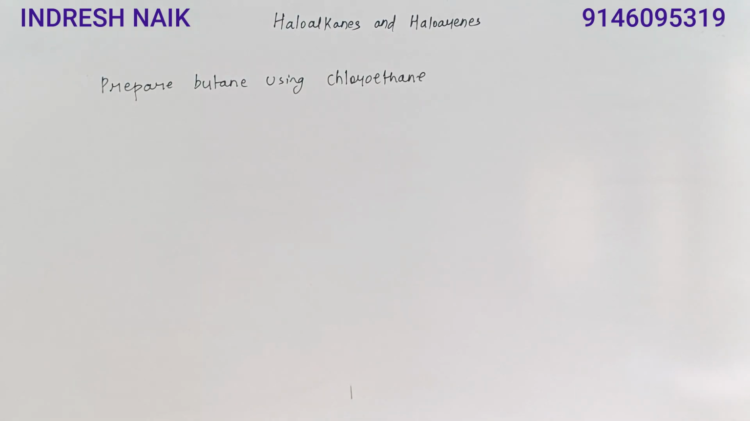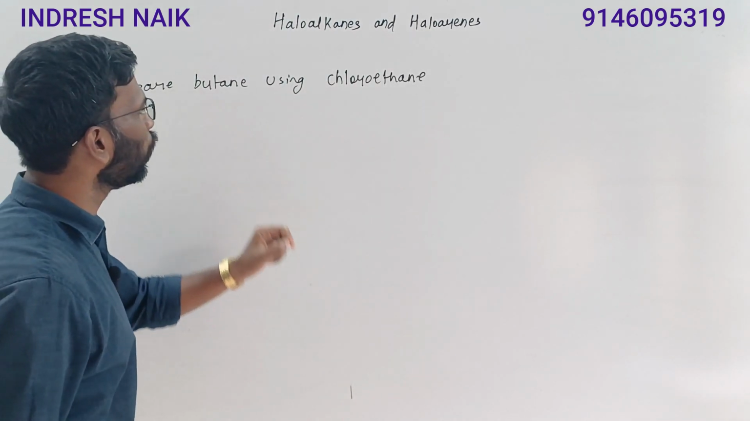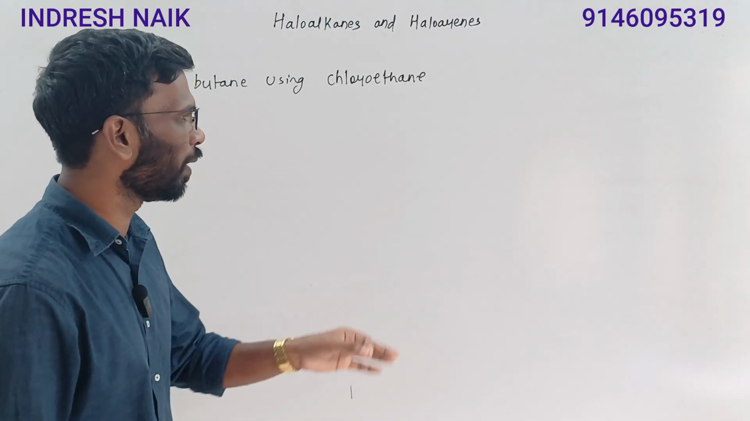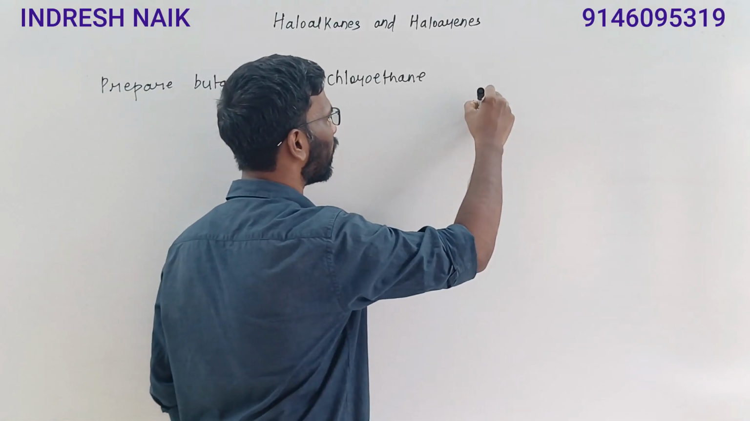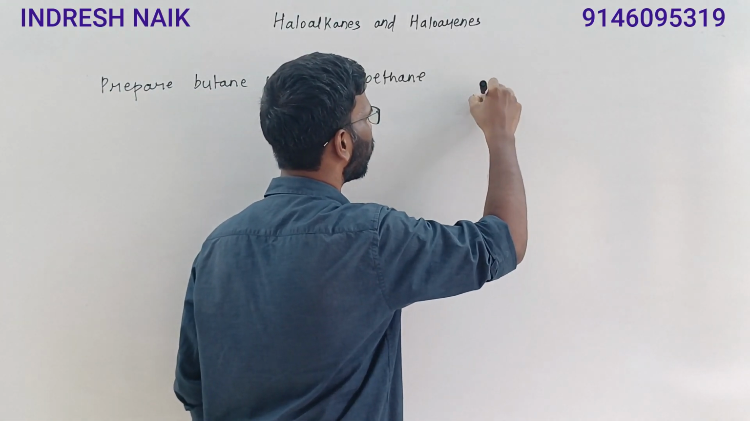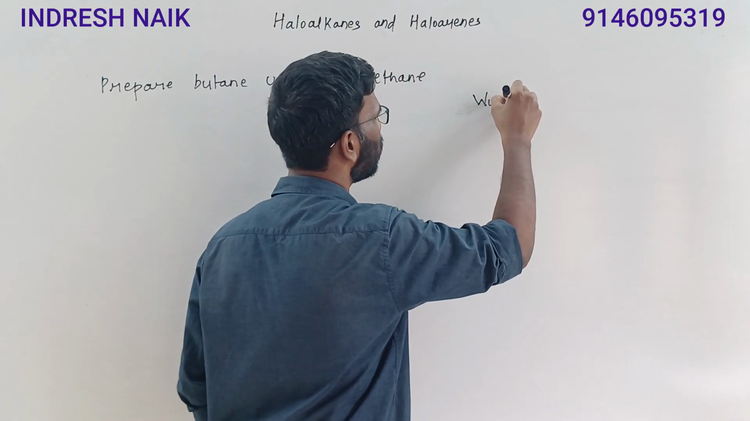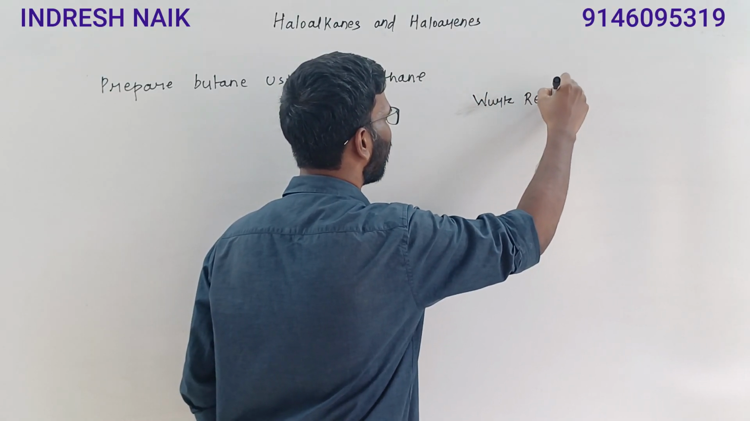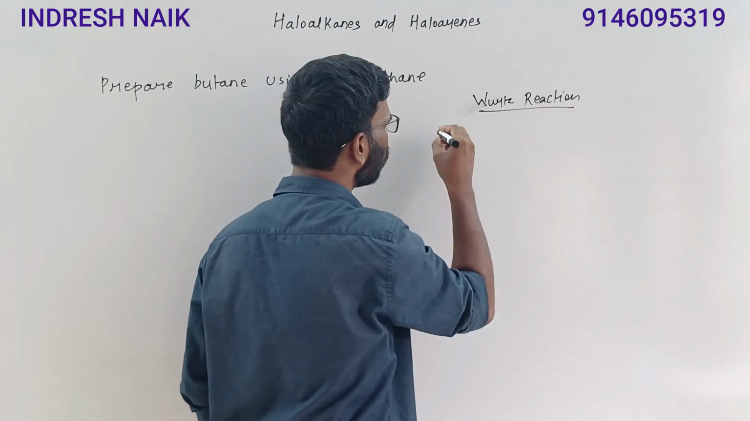So next question is, prepare butane using chloroethane. How are you going to prepare it? See, there is a reaction called the Wurtz reaction. Wurtz reaction. It is a reaction of the alkyl halide.